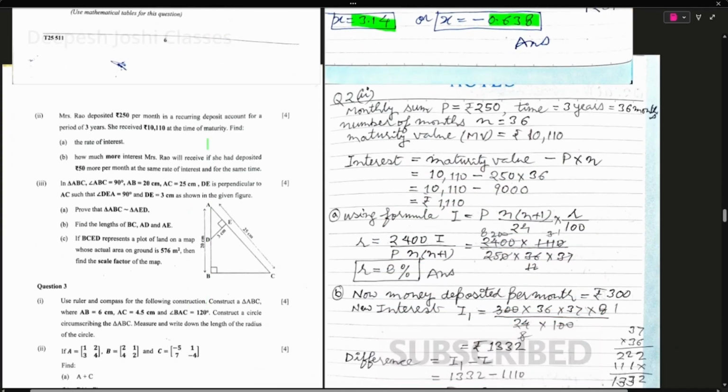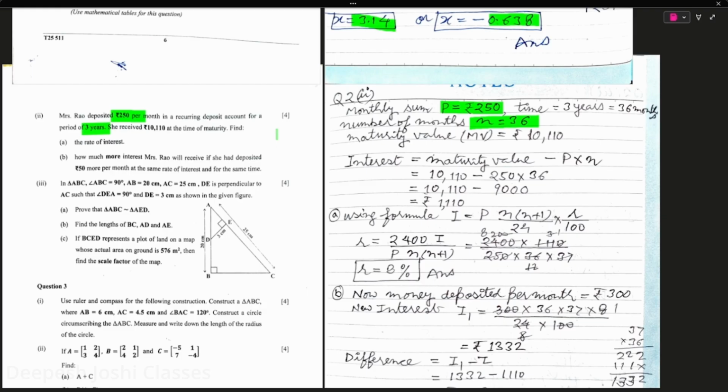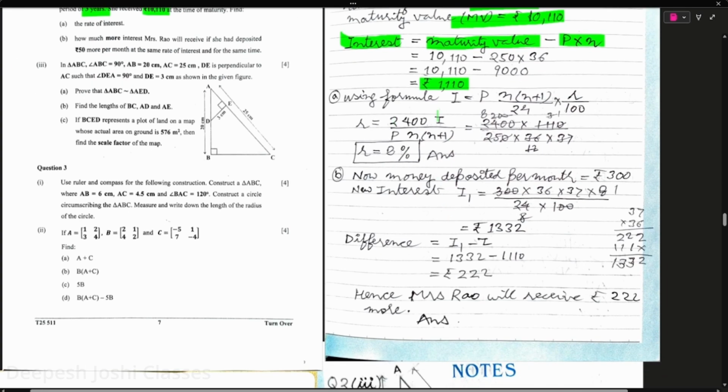In the second part related to recurrent deposit, we have given monthly sum 250 and 3 into 12 is equal to 36 and the maturity value 10,110. First of all, we will find out the interest. This is equal to maturity value minus principal into n, that is the total sum deposited. On subtracting these, we have rupees 1110. This is the interest. Now the interest formula says I is equal to p n plus 1 by 24 into r upon 100. This is same as the formula for simple interest we are using in previous classes.